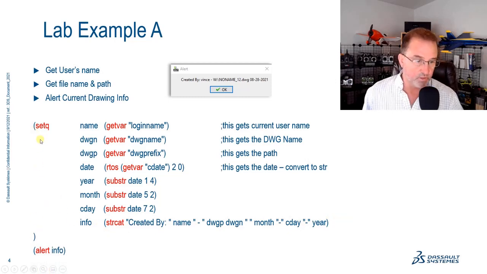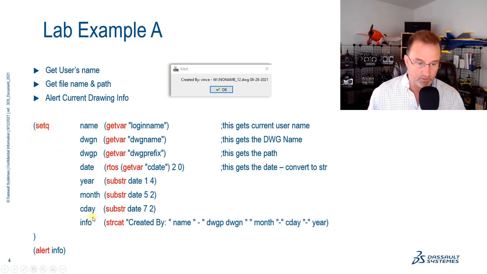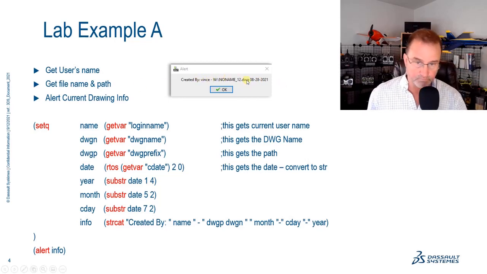If you recall, we could do setq on each of these lines, but in this case, I'm going to use one setq function to set all these variables, and then we'll close that setq, and then at the very end, we'll do an alert, and it should pop up an alert box on the screen that says created by my login name, Vince, and so on.